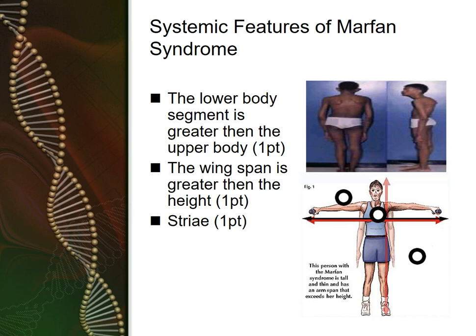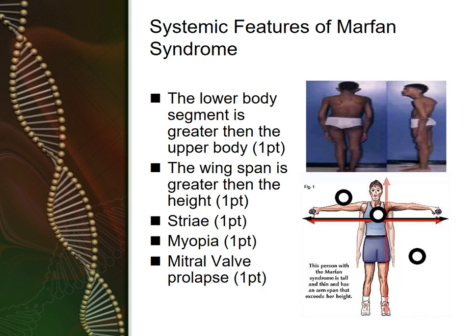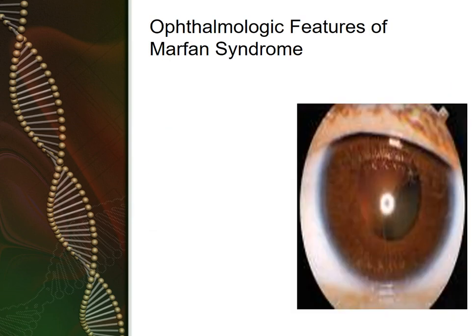Other features include stretch marks or striae, myopia, needing glasses, mitral valve prolapse, which is a weak valve in the heart. These used to be considered ophthalmologic and cardiovascular, but we've actually moved them into systemic features just because they're so incredibly common.